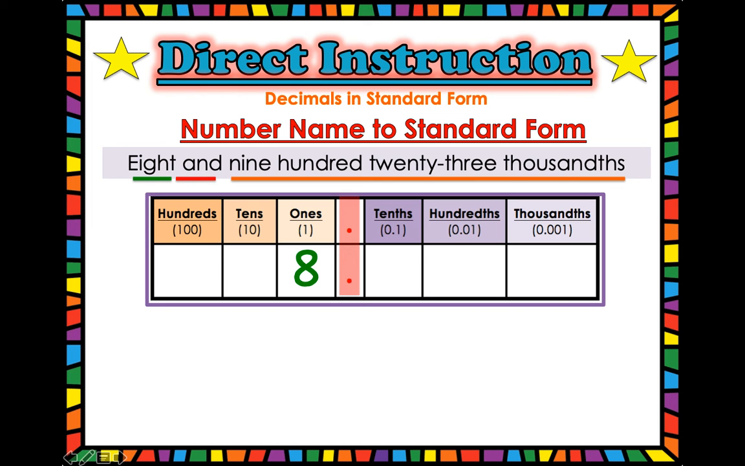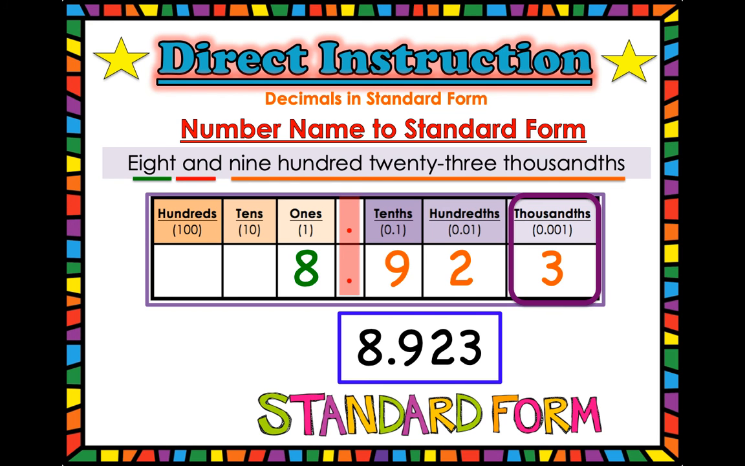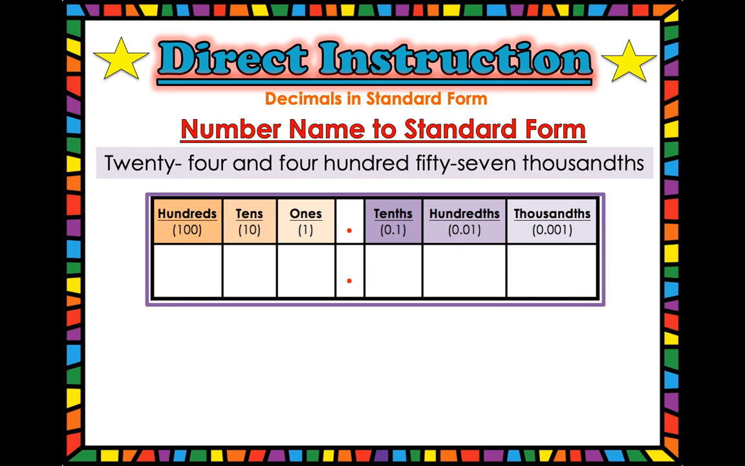the thousandths place. And that number is going to be a 3 in the thousandths place. So we're going to have a 9 in the tenths place, a 2 in the hundredths place, and a 3 in the thousandths place. And in standard form, it is written as 8.923, but it is read as 8 and 923 thousandths. Okay. We have one more.